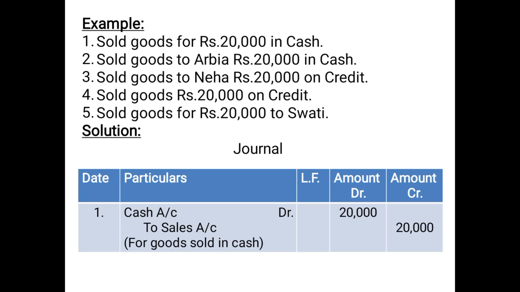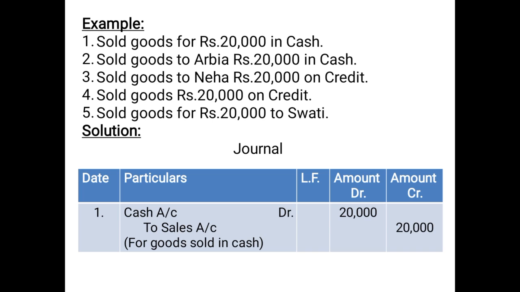Next example: sold goods rupees 20,000 on credit. Again, you are informed that the goods are sold on credit, but you are not informed of the name of the customer. Irrespective of whether the goods are sold on credit or in cash, sales account will be credited. Now, it is sold on credit, so we cannot debit the cash account. So what will we debit? We will debit the customer's account, and since the customer's name is not given, we simply pass the entry: customer debited to sales account.